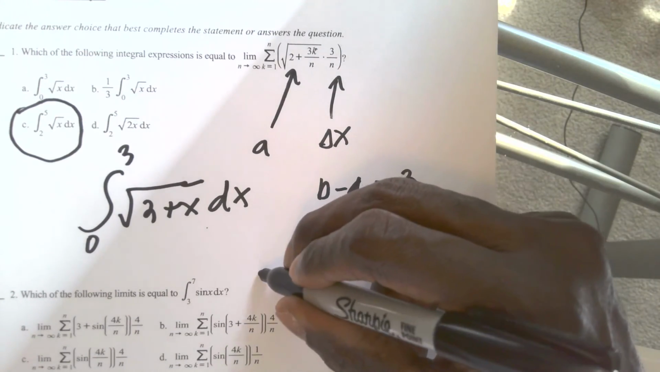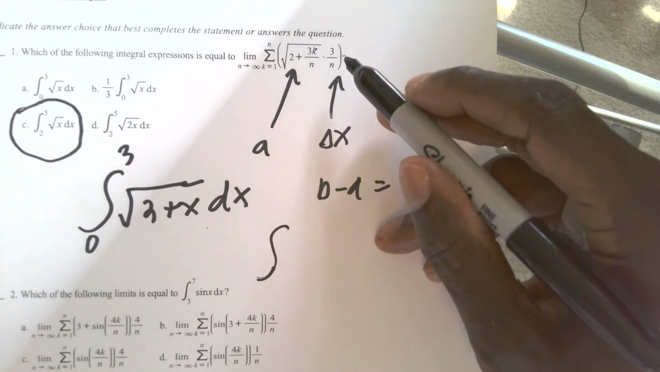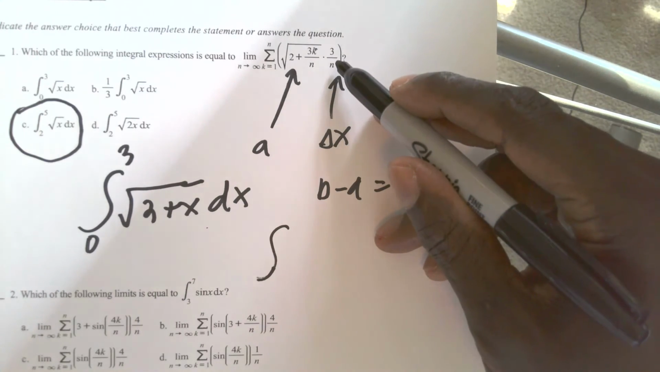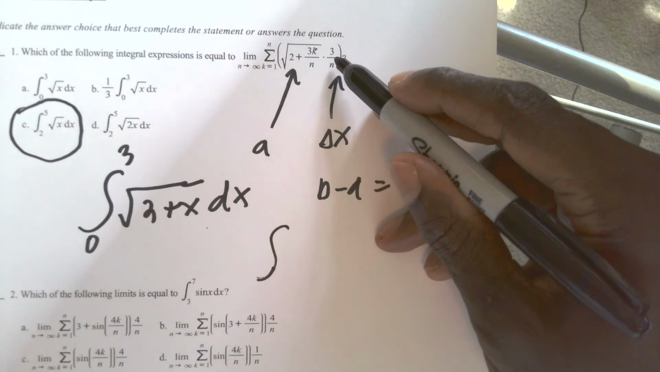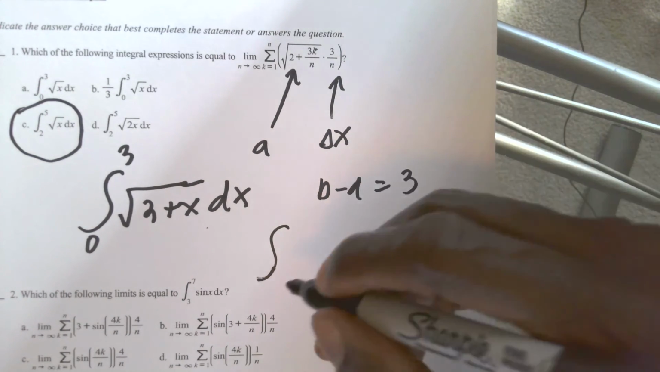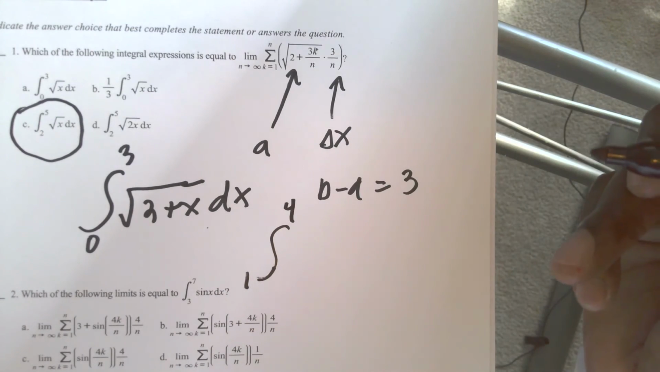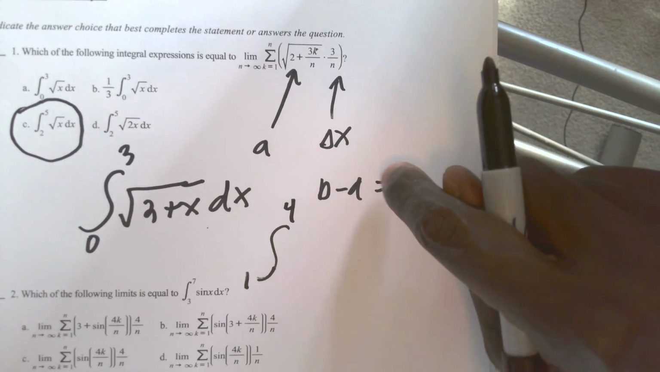Okay. So again, you always want to start with this delta x. That's the main thing. All right, so this guy is delta x. Cool, so the difference of a and b better be 3. But let's say it was going from 1 to 4. Okay, my delta x is still going to be 3 over n.